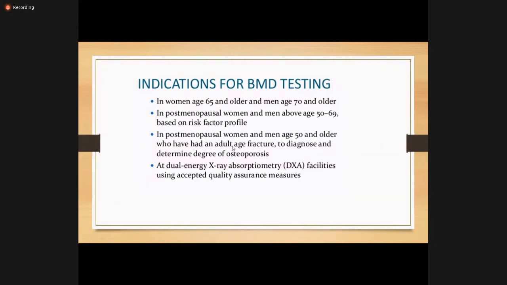In postmenopausal females and males aged 50 or older who have had an adult fracture, you diagnose and determine the degree of osteoporosis. If there is any fracture from low-impact trauma or injury, one needs to be alert as to why this fracture has occurred. At that stage, you might also test bone mineral density by DEXA scan.